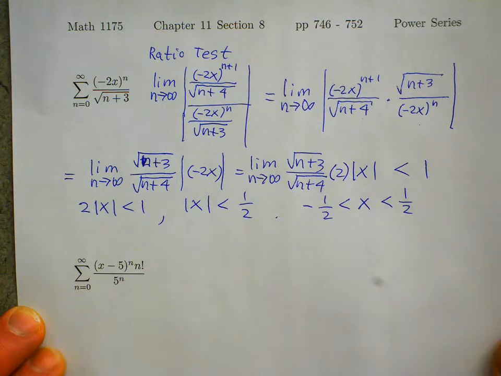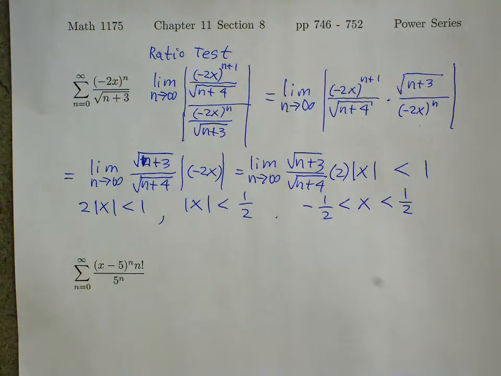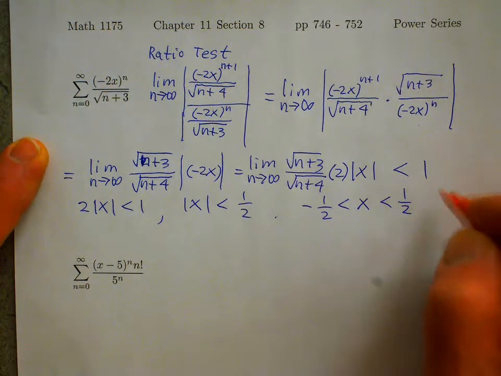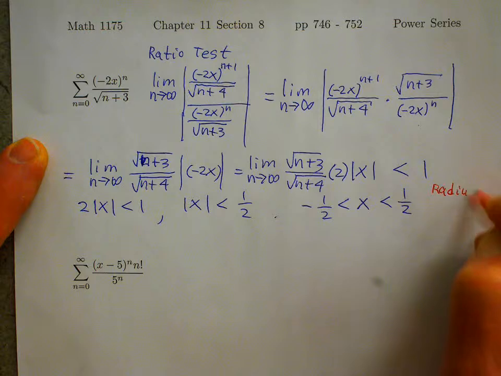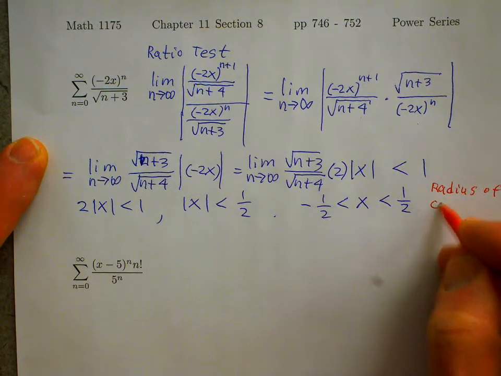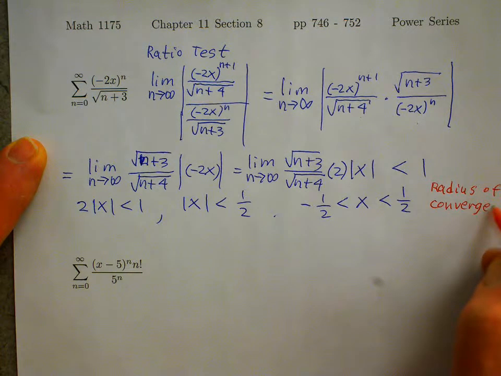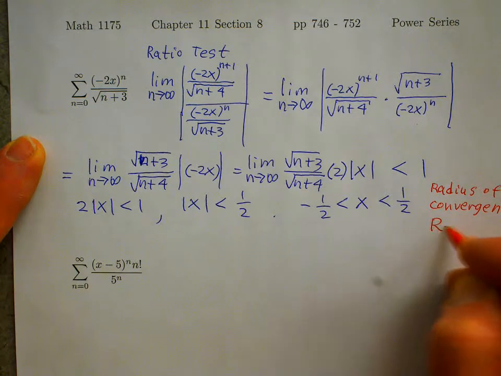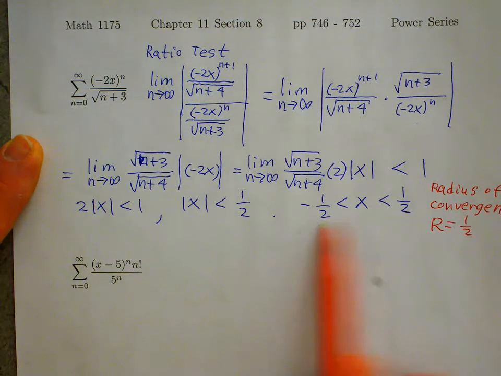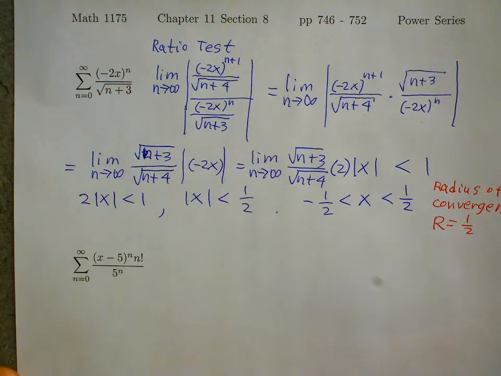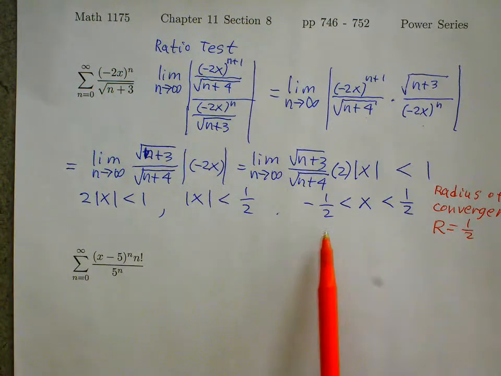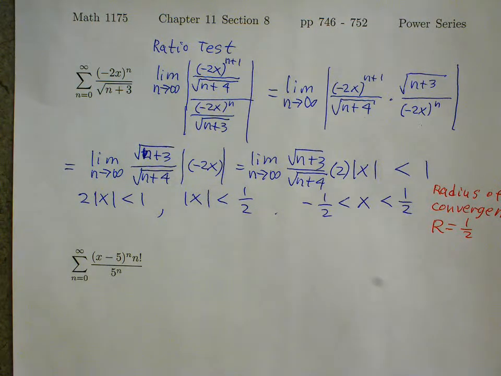So what's the radius of convergence for this infinite series? One half. Yeah, the radius of convergence is 1/2. It's 1/2 the entire length of that interval. And then we have to determine if the endpoints are included.